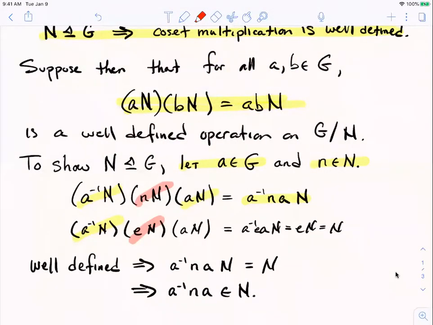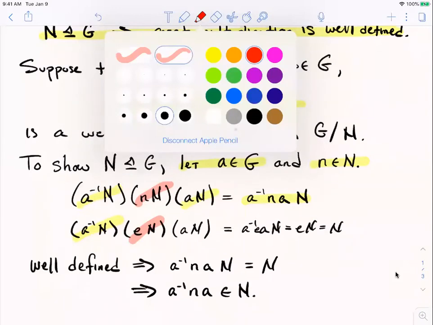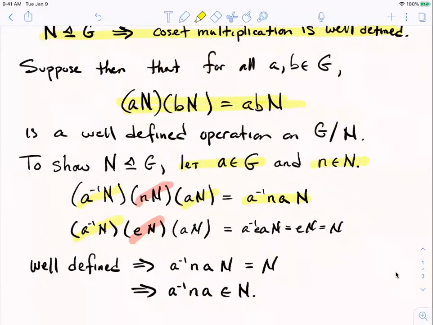The coset containing n equals the coset containing the identity, because n belongs to the subgroup N. So those two cosets are equal. The other two are literally equal: the coset containing a inverse and the coset containing a. So if I take this product using these representatives, that is a inverse, e, and a, then I get the representative a inverse times e times a. But that just simplifies to e, and so that's the coset N.